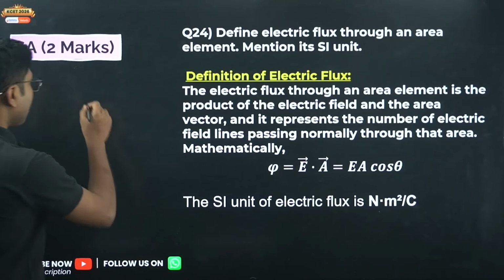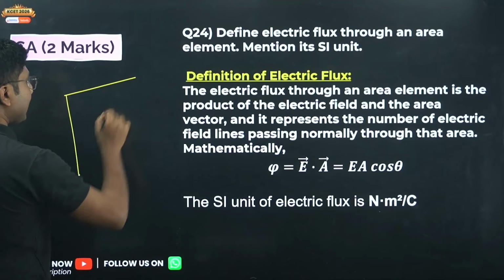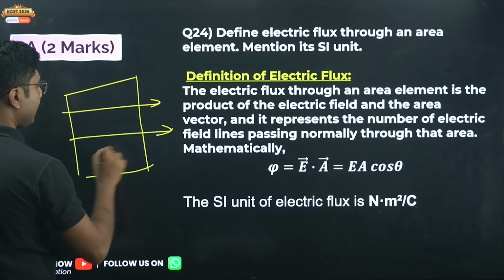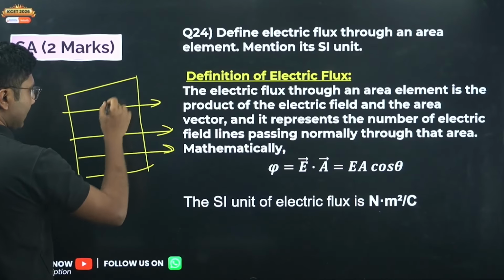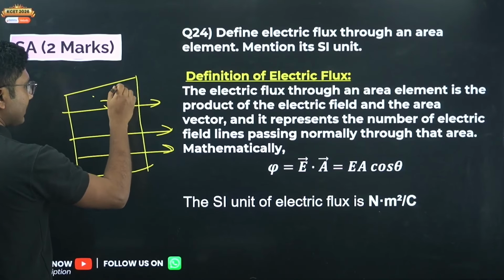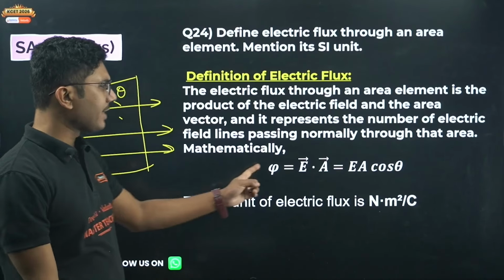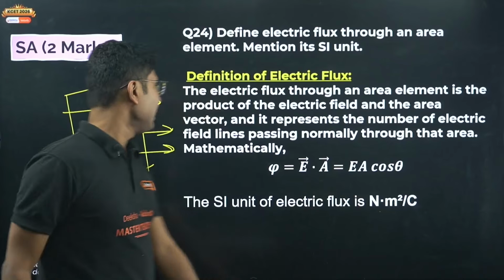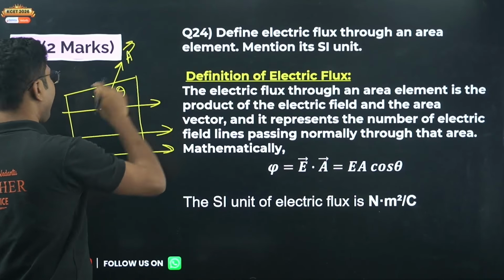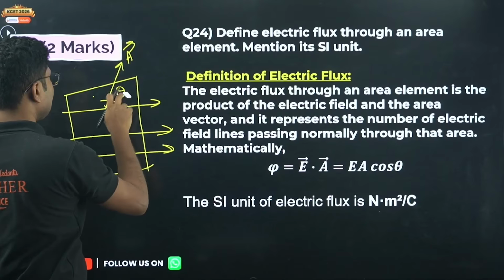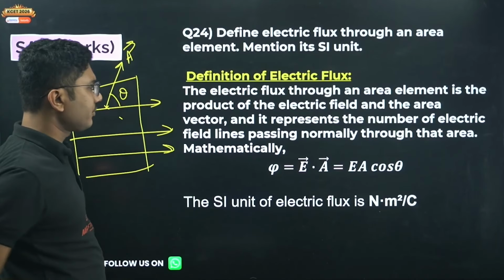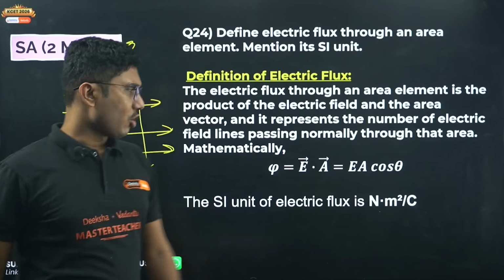Okay, so if you remember the diagram that is given in your textbook, this is how they have given it, right? Electric field lines, and in some cases the field is not perpendicular, so in that case the angle theta was given. Okay, so phi is equal to E dot A, and it was given that this is the A vector, and the angle is given by this. Okay, so E dot A is EA cos theta.